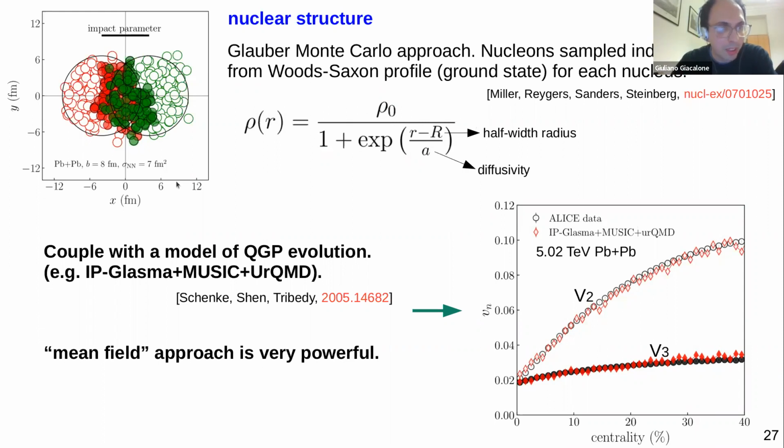If you couple this with a model of energy deposition and then evolution, so this will be for instance IP plasma plus D. So I have some results here.